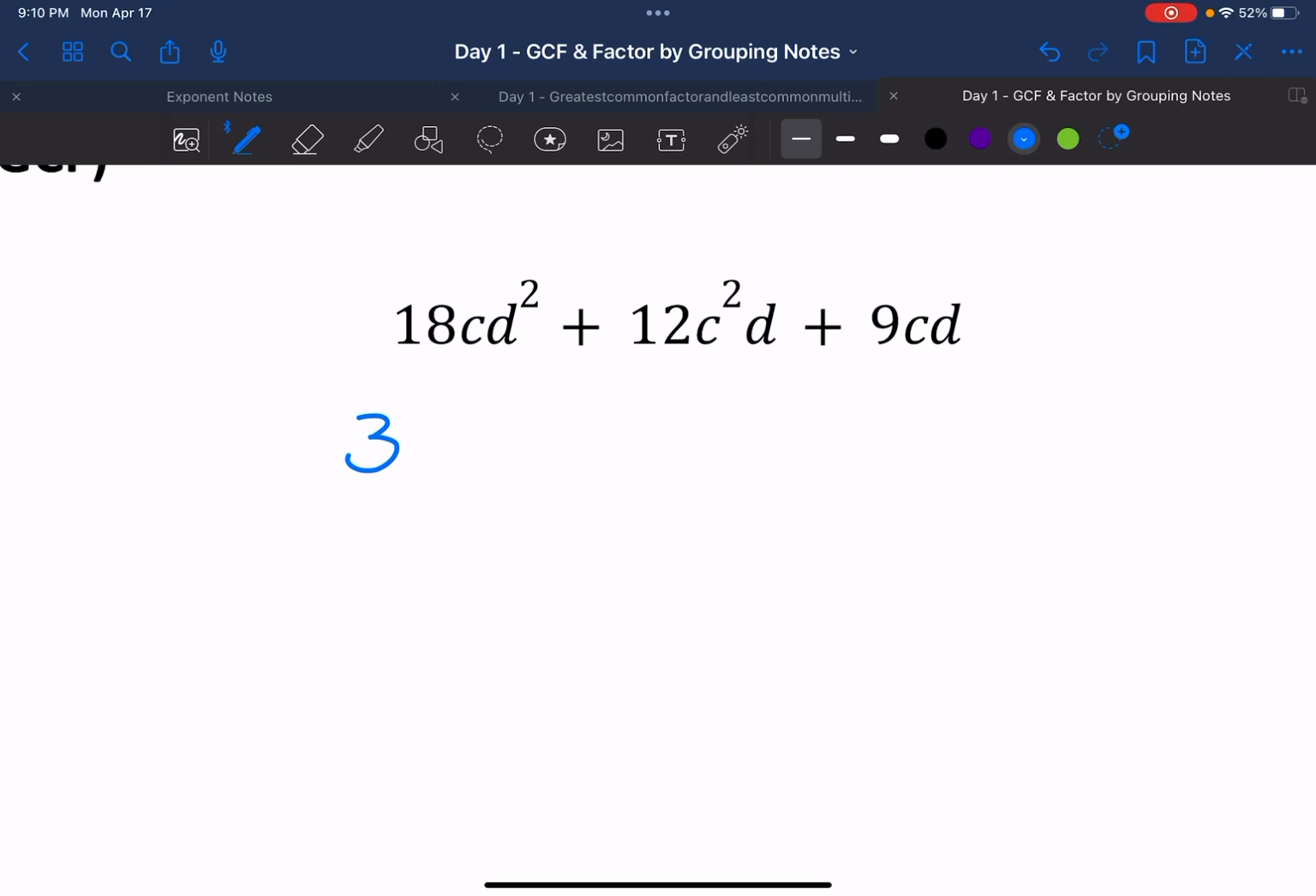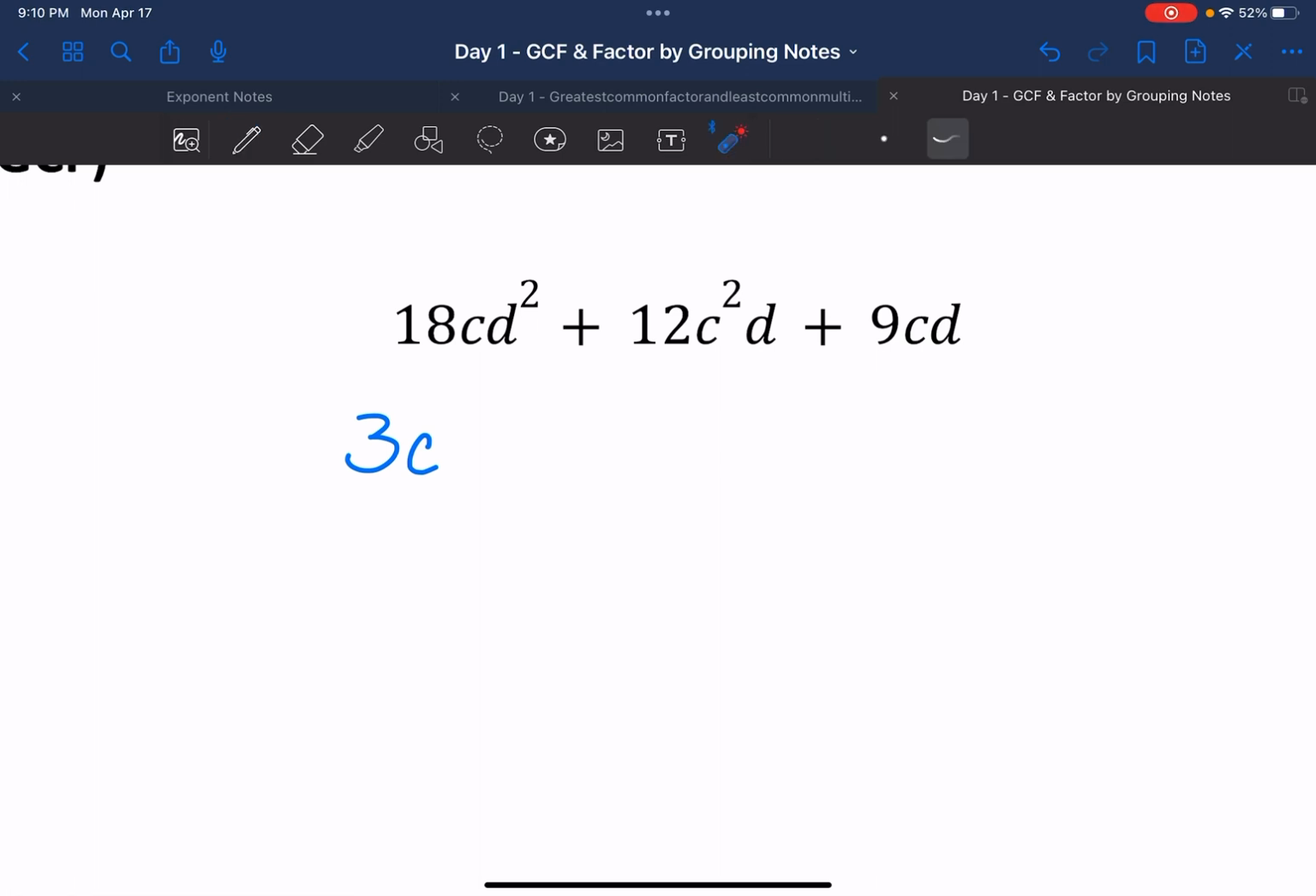Now we're going to have to go through and systematically look at our letters. This has a C, this has a C, this has a C. Okay, cool. So it looks like I can take out at least one C from here. I've got 1. I have 2 here, which tells me I'm going to have a leftover, but I'm going to take this C out too. All right, so I have 3C as a common variable between all 3 of those terms.